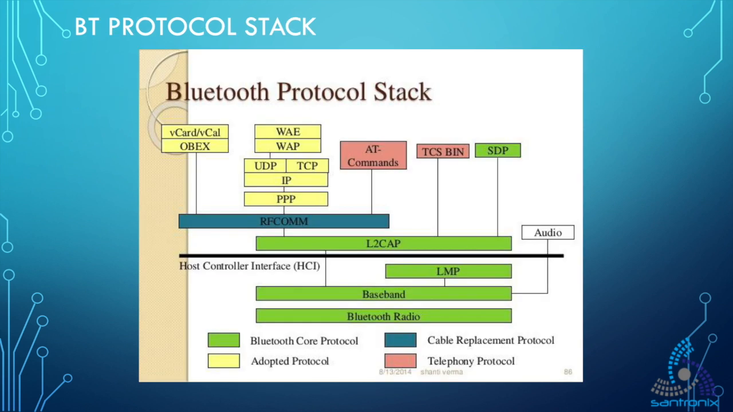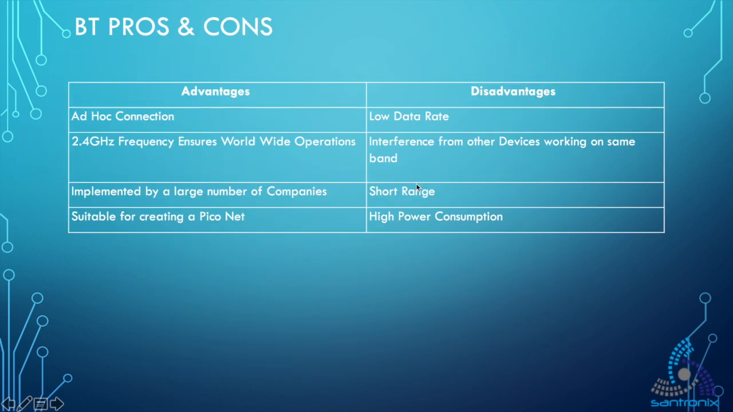Now, the Bluetooth protocol stack is quite easy, as you can see. The green part is basically the Bluetooth core protocol. It has a Bluetooth radio, baseband, LMP, and L2CAP. Then there is an adopted protocol which has UDP, TCP, and communication protocols implemented. Then there are cable replacement protocols like RFCOMM, and then there is a telephony protocol. This is the simple Bluetooth protocol stack.